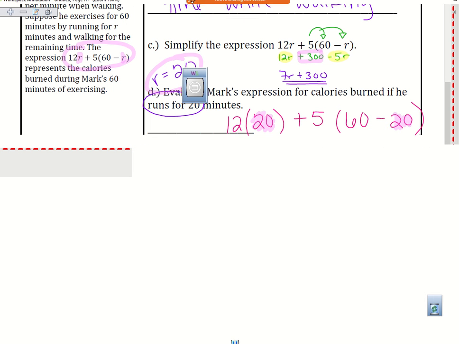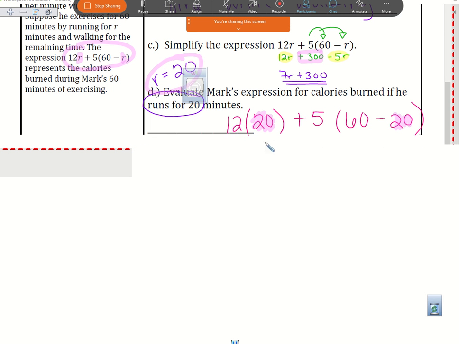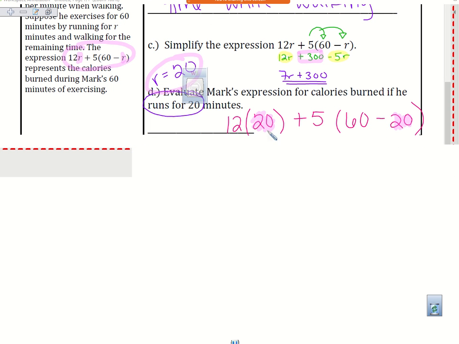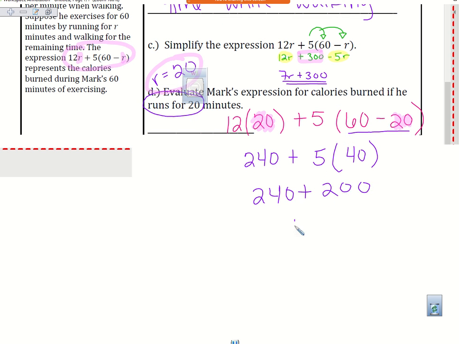And all I have to do is simplify using my order of operations. Order of operations, parentheses first. I'm going to go ahead and multiply. This is its own term here. I can multiply that. What's 12 times 2? 24. So 240 plus 5 times, inside my parentheses, 60 minus 20 is 40. Then multiplication first. So 240 plus 5 times 40 is 200. 240 plus 200 is 440. What does this number mean? Evaluate Mark's expression for calories burned. Calories burned.